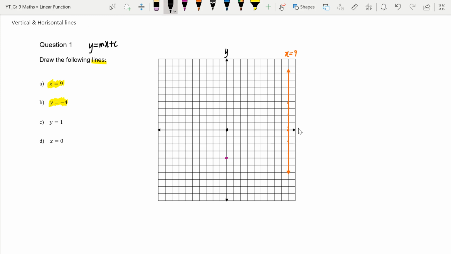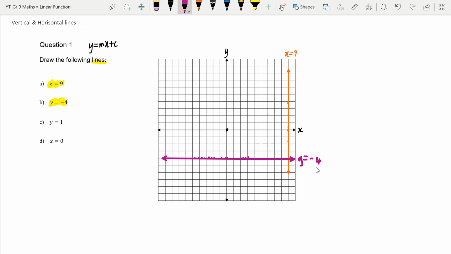Let me just label those axes. y is -4 there, but y is also -4 there, and also there, and everywhere there. So eventually they're going to form a straight line. There is our line, y is equal to -4. No matter where you are on that line, y stays consistent. y is always equal to -4.